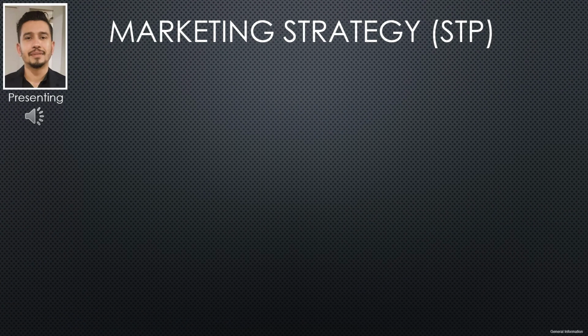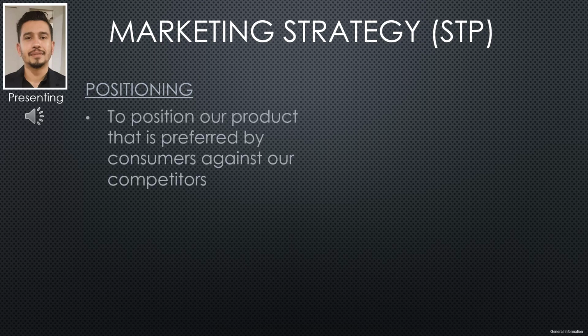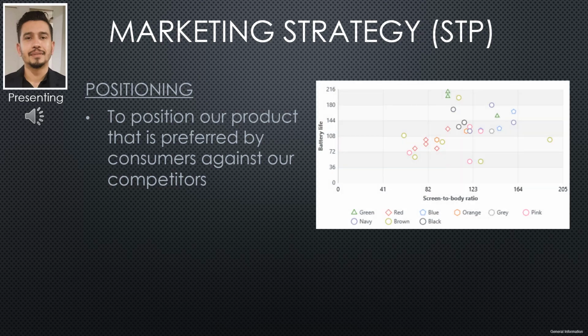Final strategy will then be positioning, which means the consumer's perception of a brand or product relative to the perception of competing brands or products. For our company, this means that we will create products and position them based on consumers' preference while maintaining price competitiveness. You can see an example of the battery life and screen to body ratio graph to see where we place our products in order to strike balance and to be more flexible.